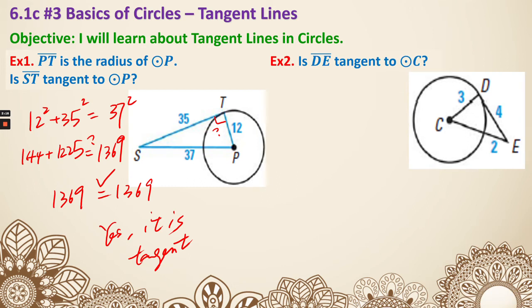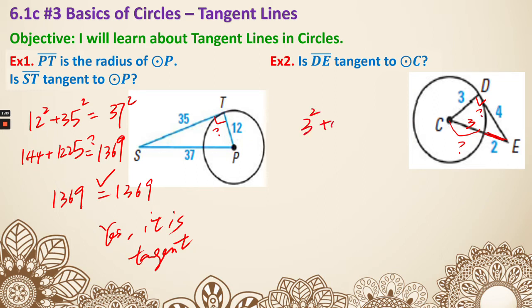Example 2, same idea. You can try to practice yourself. The only difference is this part, so you do need to know what this portion right here is. That is 3, because that's a radius. And you're trying to check if this angle is 90 degrees or not. So let's have a look.